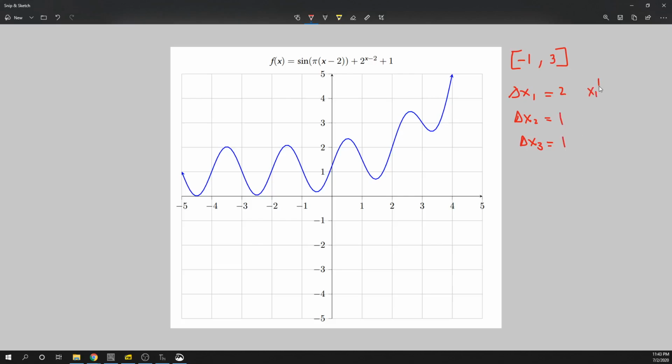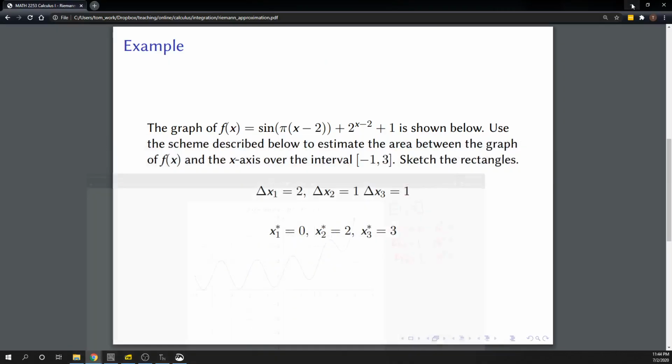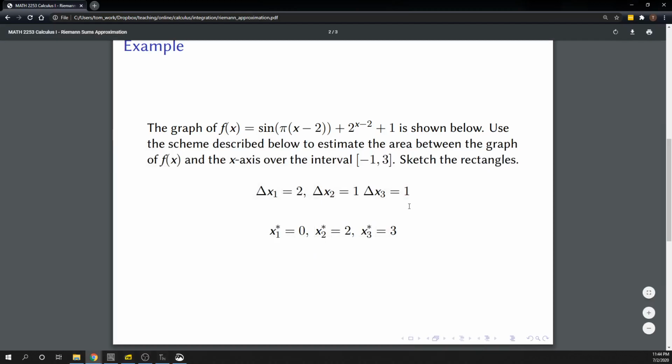x1 star, x2 star, x3 star. All right, and those are 0, 2, and 3.